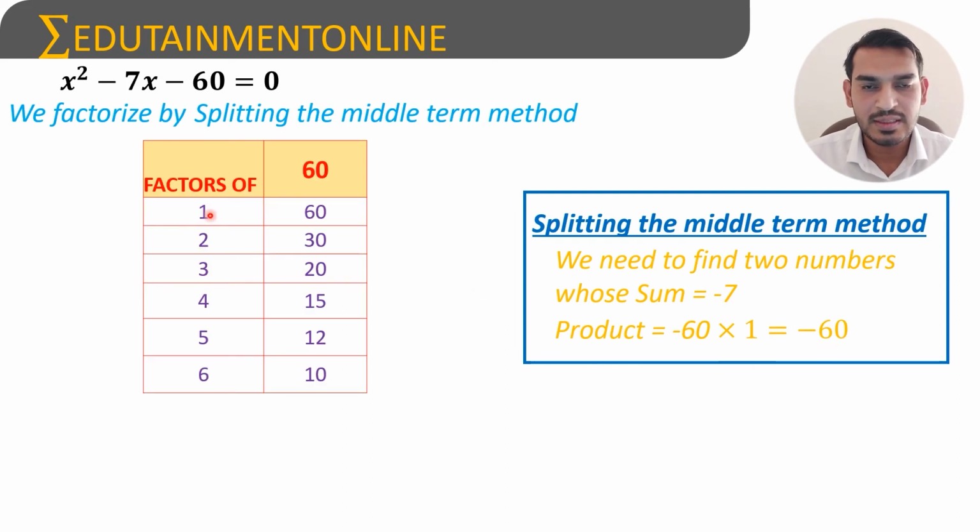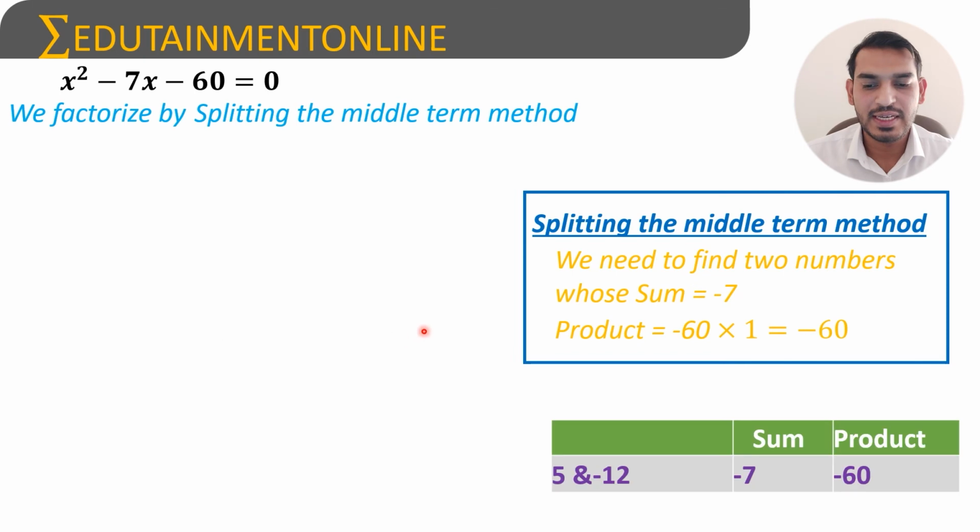Here these are the pairs of numbers whose product will be 60: 1 and 60, 2 and 30, 3 and 20, 4 and 15, 5 and 12, and 6 and 10. Now we have to find the pair whose sum is minus 7. So here we can take 5 and 12. Minus 12 plus 5 will become minus 7. So we can take this pair, plus 5 and minus 12. The sum will be minus 7 and the product will be minus 60.